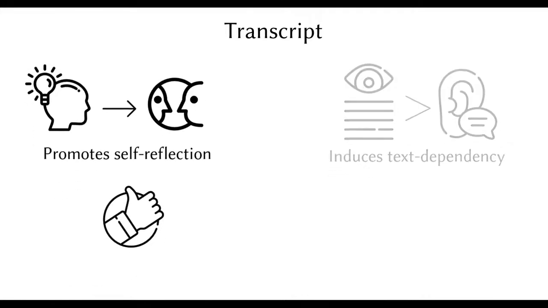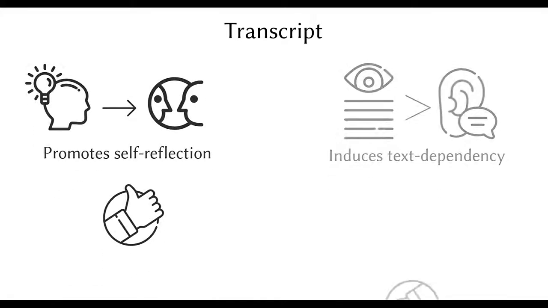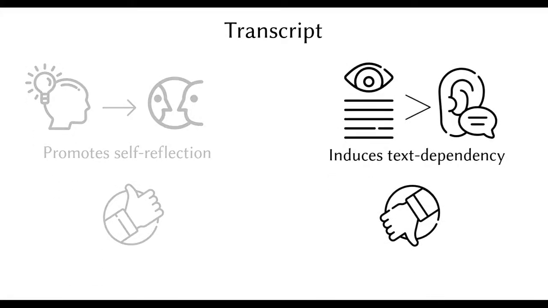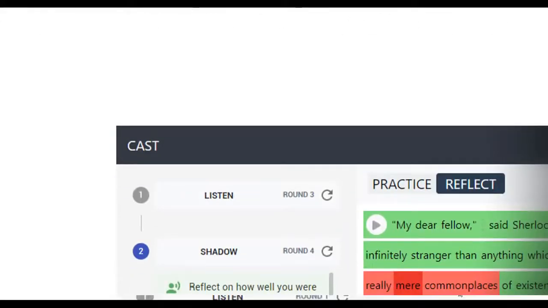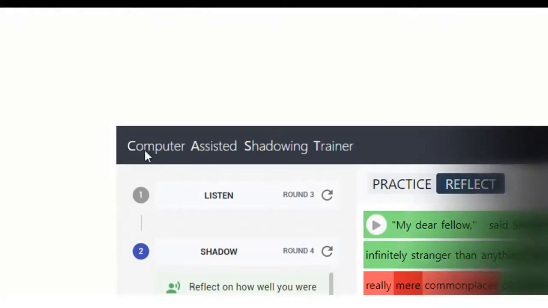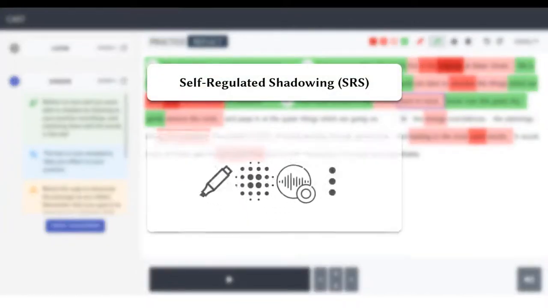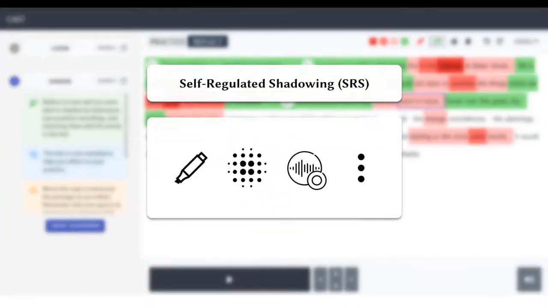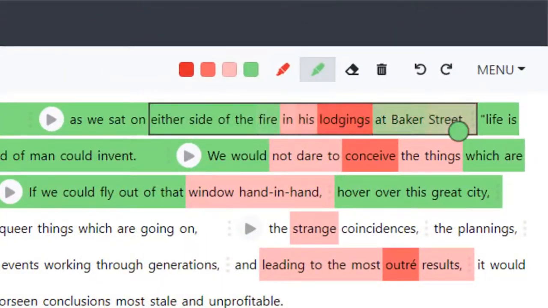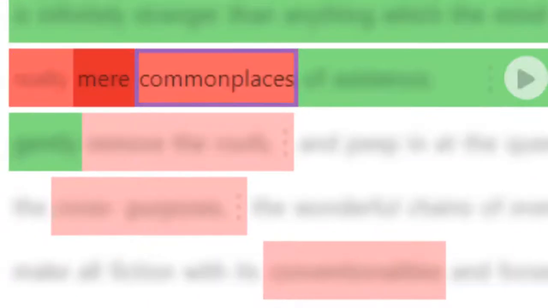To take full advantage of the transcript as a source of support, while addressing all of the caveats that come with its unfettered use, we designed CAST, a computer-assisted shadowing trainer that enhances the learner's ability to self-regulate their shadowing practices using an ensemble of 4 novel design elements: in-the-moment highlights, contextual blurring, self-listening comparators, and adjustable pause handles.